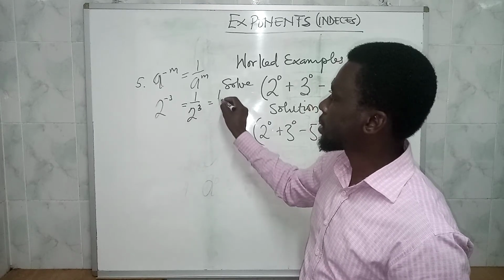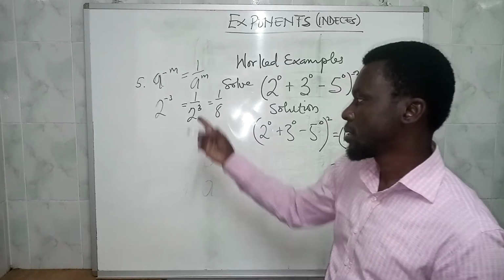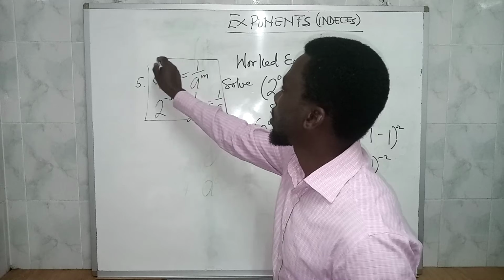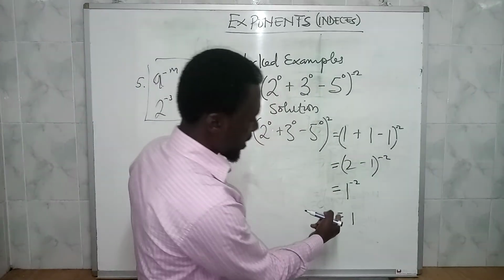Since 2 raised to the power 3 will give us 1 over 8. So that is what it gives us. You can take this as another rule. That's what we are applying here.